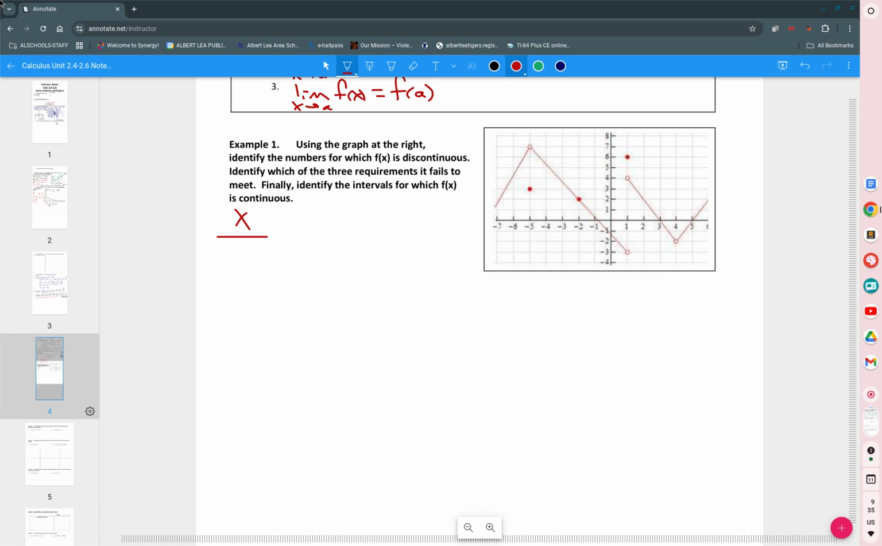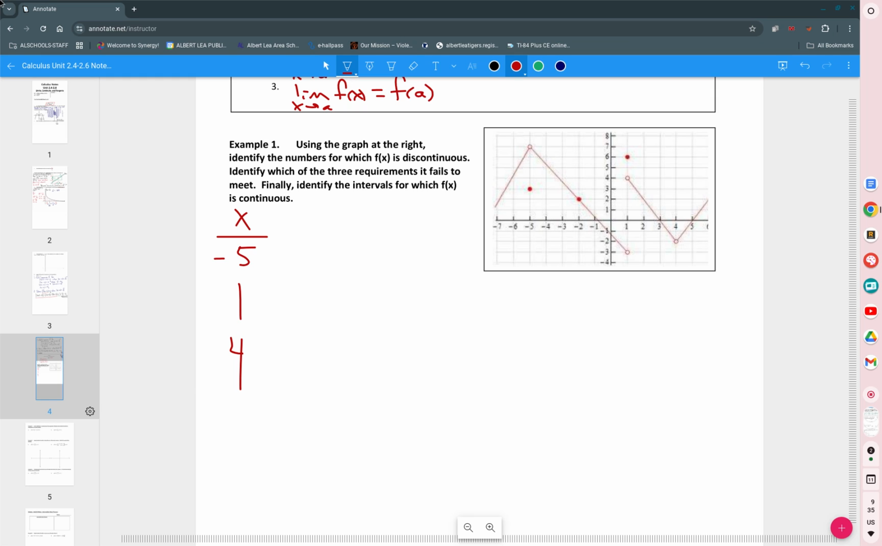Five, four, three, two, one. Somebody want to give me one x value where this is discontinuous? 1. Very good. It is discontinuous at x equals 1. Where else is it discontinuous? It's discontinuous at -5. Where else? 4. At 4. Those are the 3 spots of discontinuity. That's what you're going to have to identify in your assignment today as well as on the test. Are there any questions about those discontinuities?